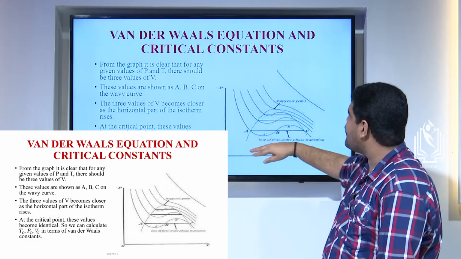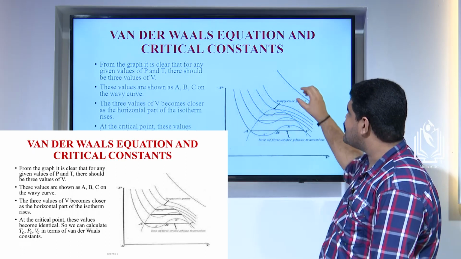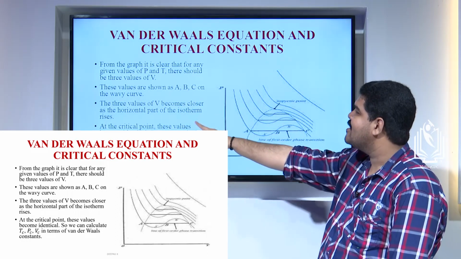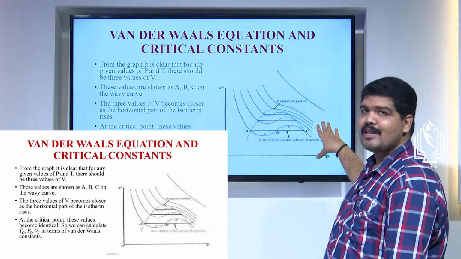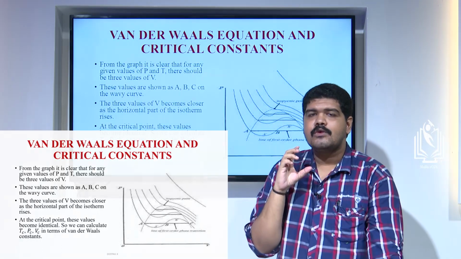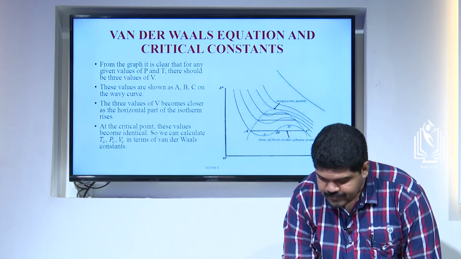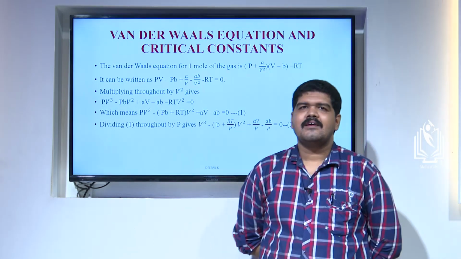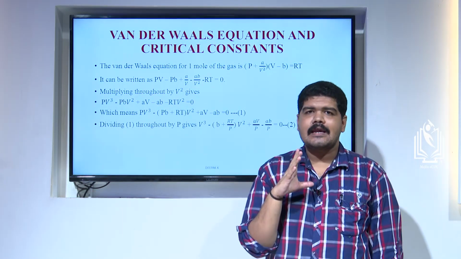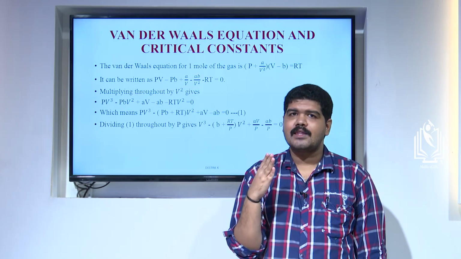What happens to these 3 values if you attain the critical condition? All these 3 values will be the same. The 3 values become closer as the horizontal part of the isotherm rises, and at the critical temperature A, B, C will be the same. So, from this critical condition you can calculate the critical temperature, critical pressure and critical volume as well. Okay. And that is what we are doing. Using this critical condition, we are deriving the expression for critical constants in terms of van der Waals constants.